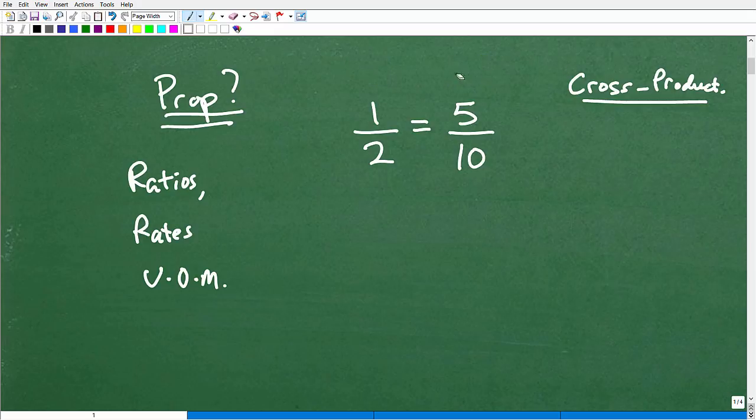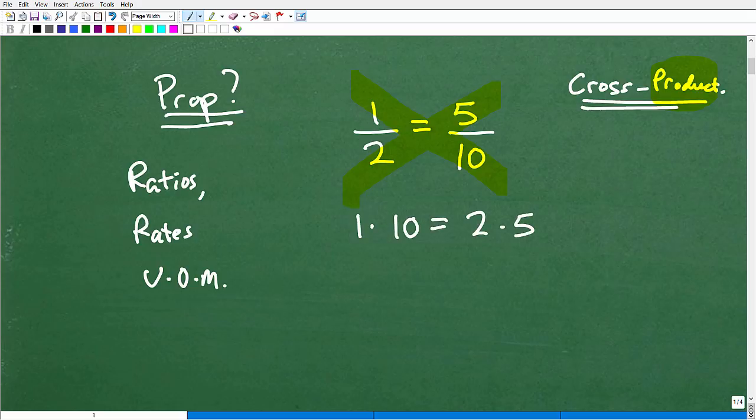So, what do I mean by that? Well, when you have a valid proportion, you take the products kind of cross diagonal, like so, and we'll see what this means. So in other words, 1 times 10, a product means multiplication, right? 1 times 10 is equal to 2 times 5.